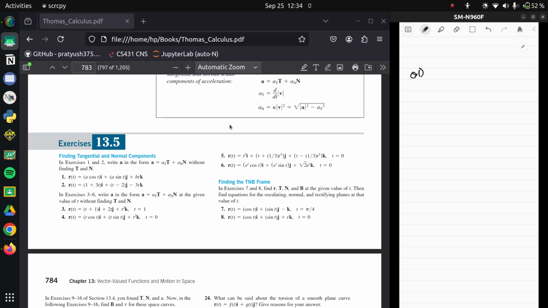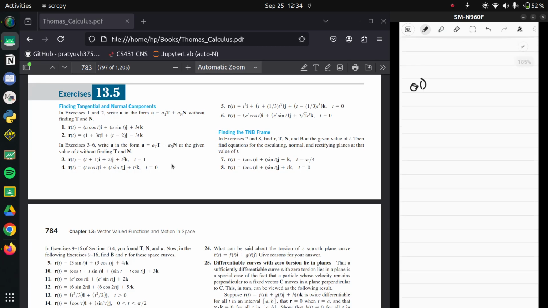Okay, let's get started. Next, exercise 1 and 2: write acceleration in the form equal to tangential, and then without finding T and N. So how do we do that? For the tangential acceleration, you can always figure out the velocity vector and the acceleration vector. These two are things you have to figure out in any case.